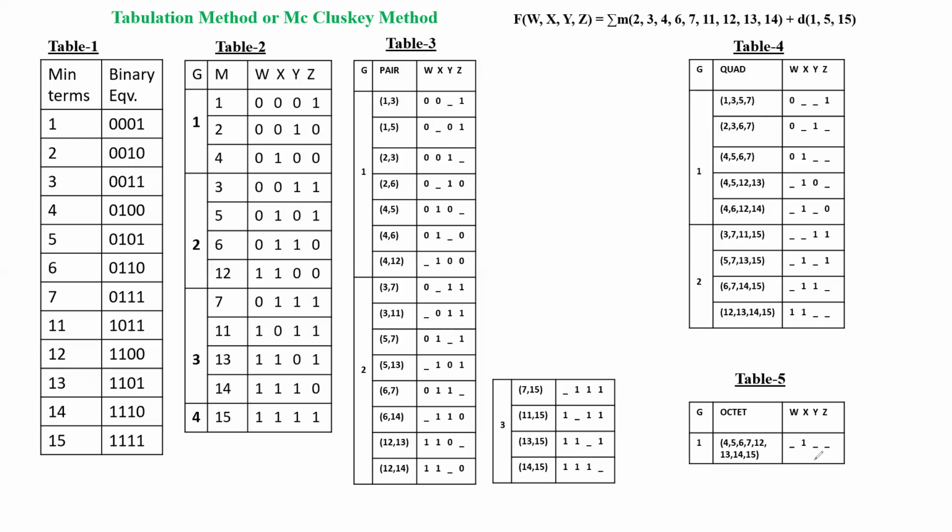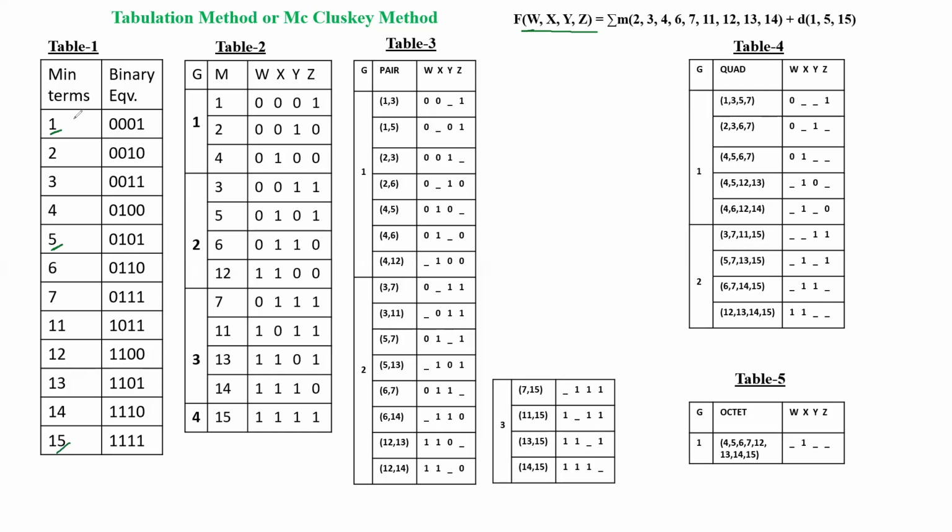In table 1, we are going to represent these min terms with the help of binary combinations. Since here we have 4 variables, each min term we are going to write with the help of 4 bits. So 1 is 0001. Like this we have arranged. Even the don't care conditions we are also putting in order. Here 1 is a don't care condition, 5 is a don't care condition, and 15 is also a don't care min term which is given.